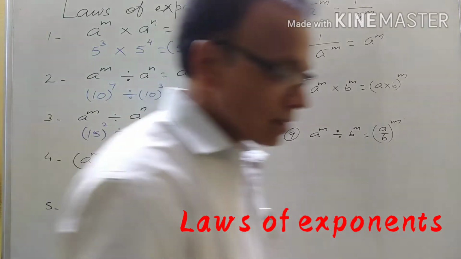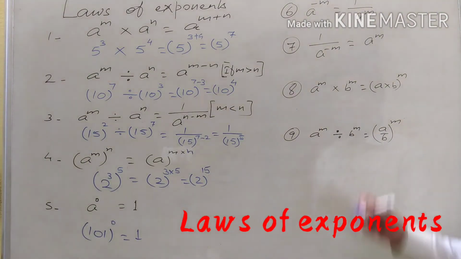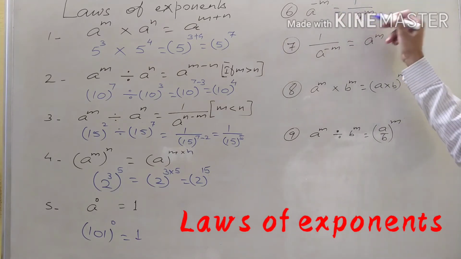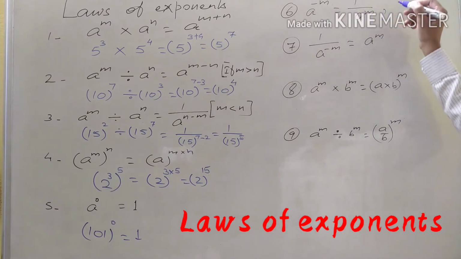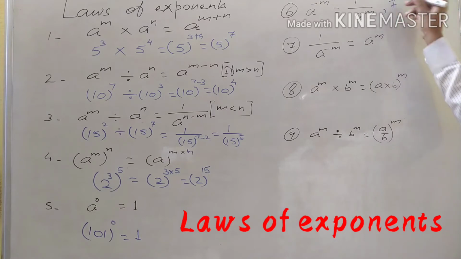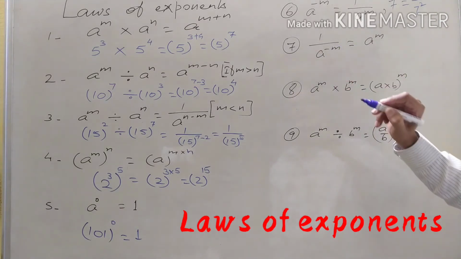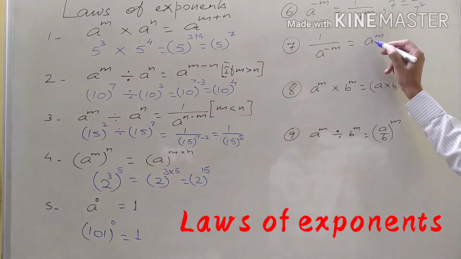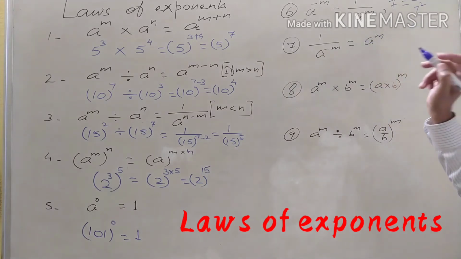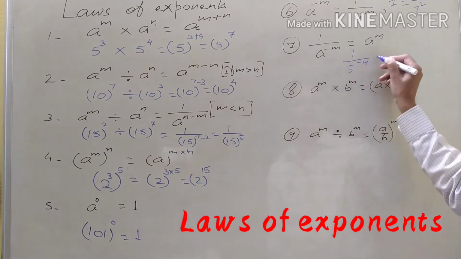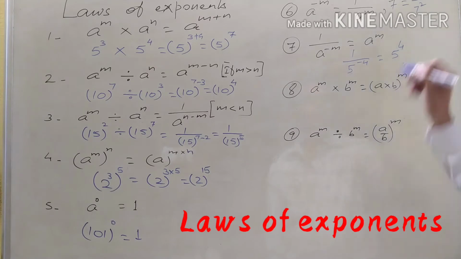The next one is a to the power minus m. If the power is negative, then it will be 1 upon a to the power m. For example, 7 to the power minus 2 becomes 1 upon 7 to the power 2. The next one is 1 upon a to the power minus m. It's a reciprocal, so the power will be a to the power m, positive power. 1 upon 5 to the power minus 4, so we can write 5 to the power 4.